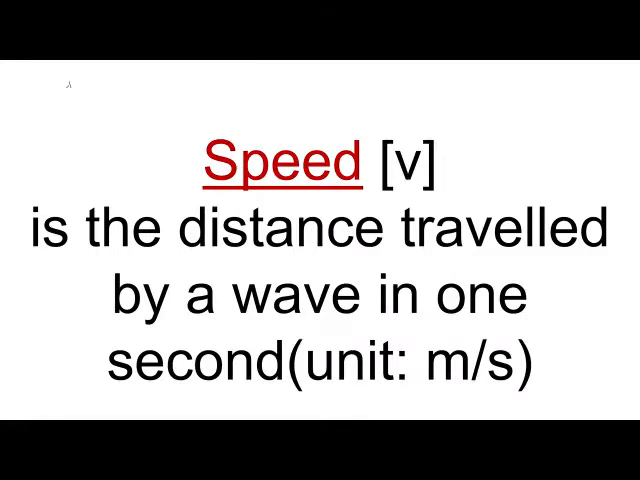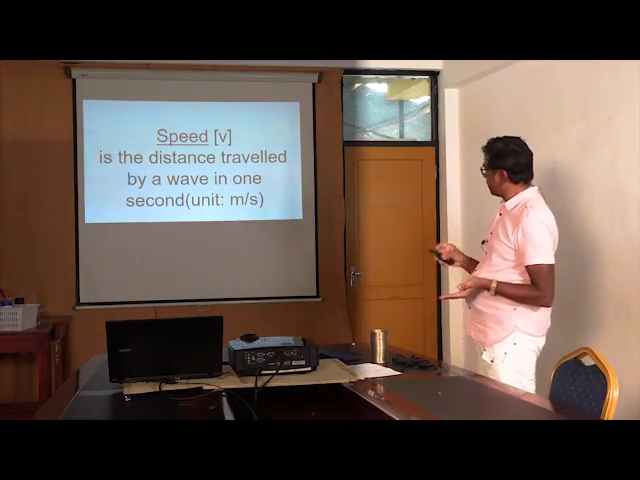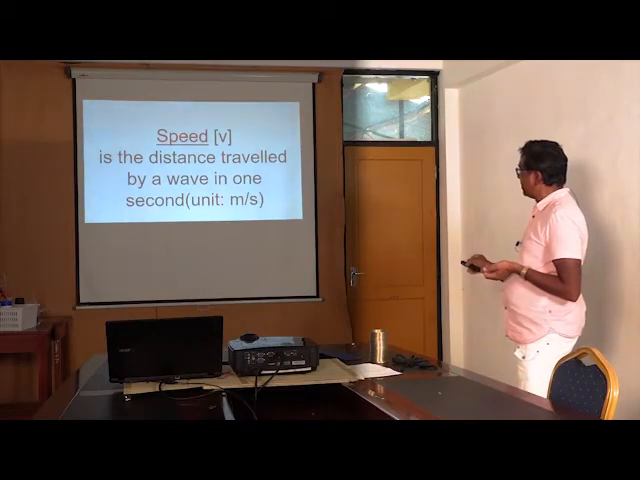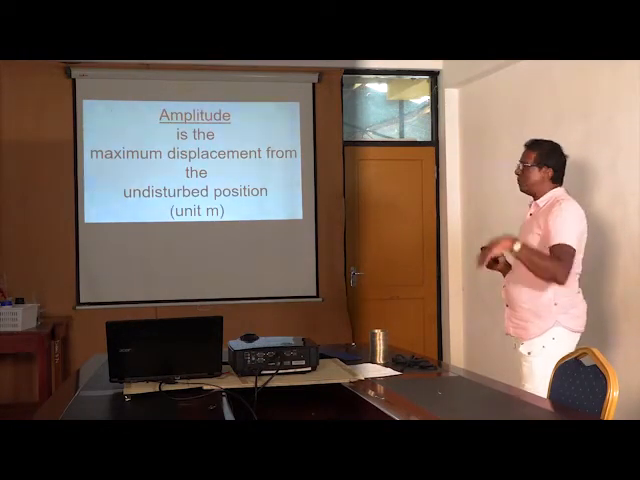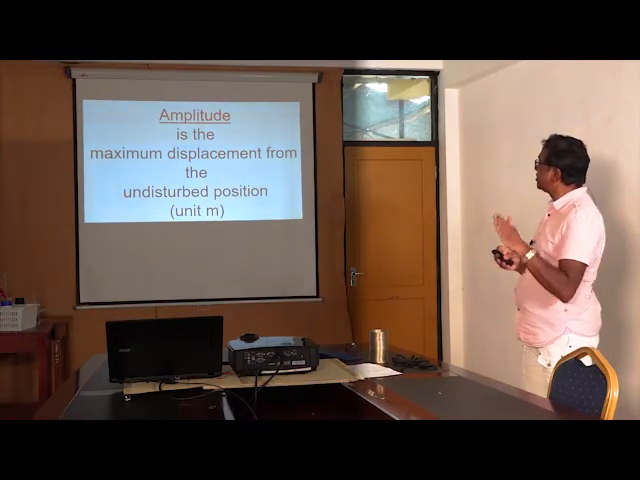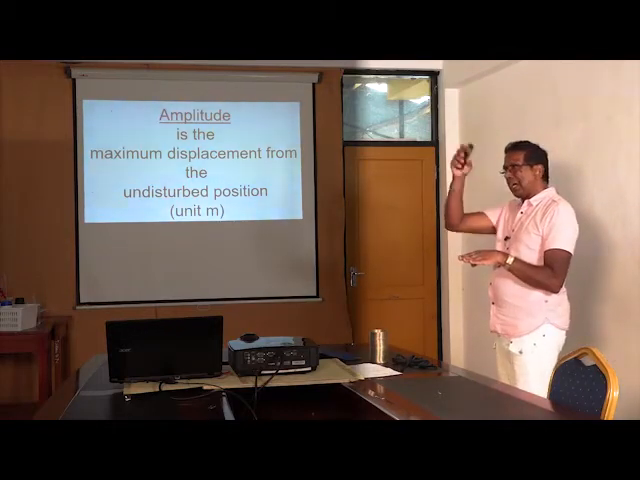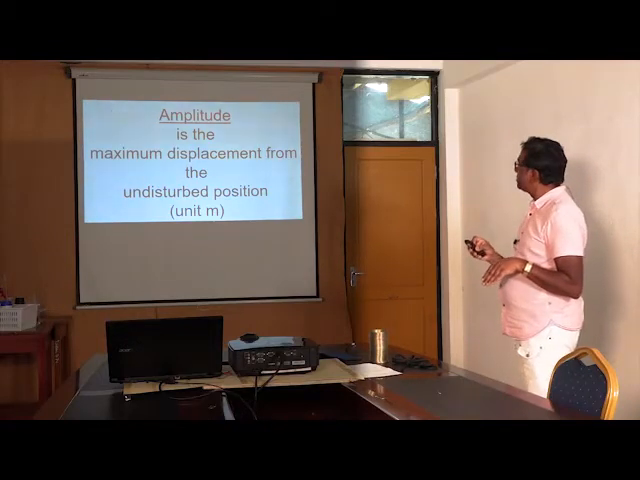Then the speed of the wave is the distance that the wave travels in 1 second. So the unit is going to be meters per second. The amplitude is the maximum disturbance, the maximum displacement from the undisturbed position, from the rest position. How far it moves from the rest position, that is amplitude.